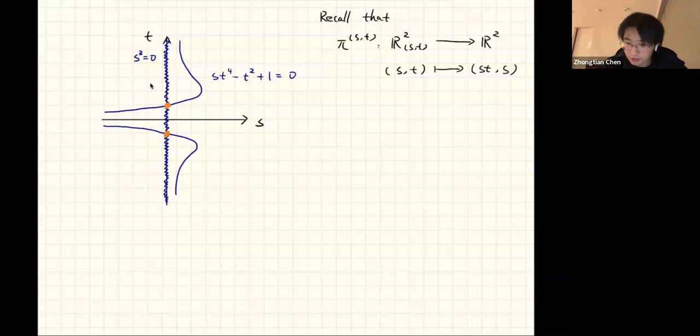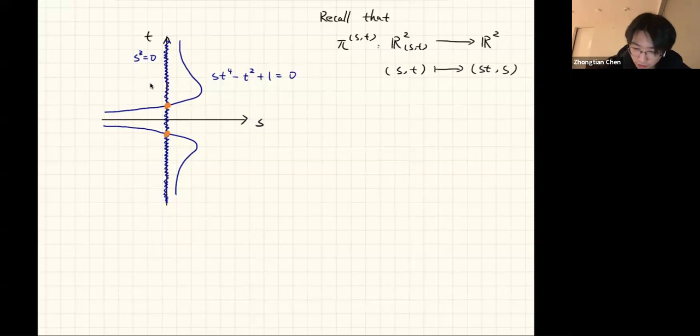And you can show that this line here, defined by s cubed equal to 0, is the pre-image of the origin. And this smooth curve is the closure of the pre-image of the original curve minus the origin.